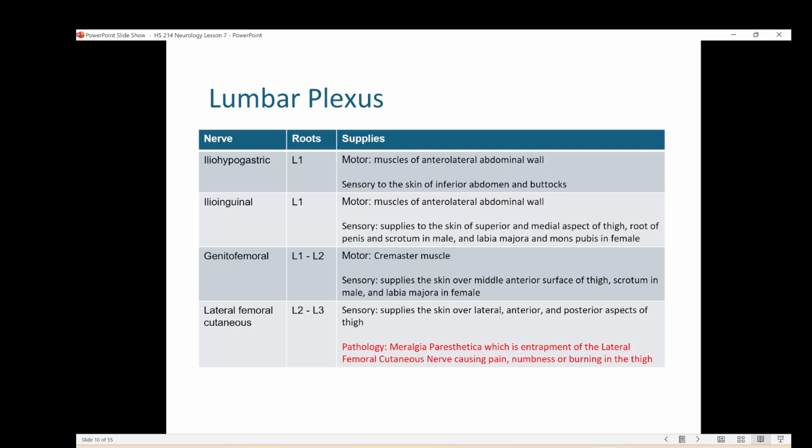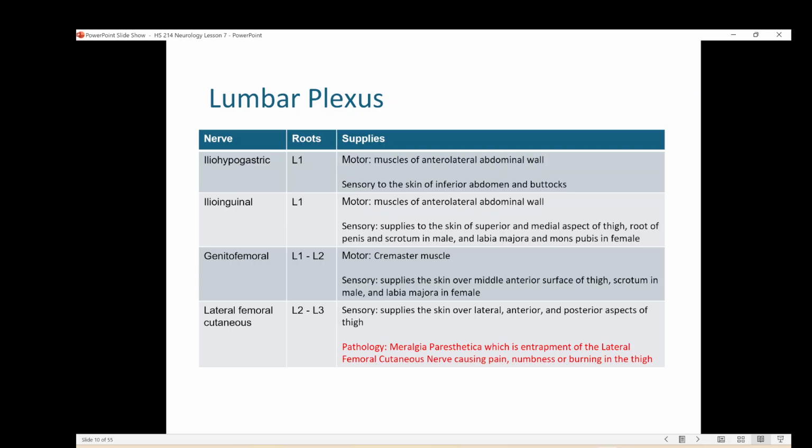That was the genitofemoral. And then the last nerve for this group will be the lateral femoral cutaneous nerve. This comes from L2, L3, and this is just the sensory nerve. It doesn't go to any muscles. And it's going to supply the skin over the lateral, anterior, and posterior aspects of the thigh.